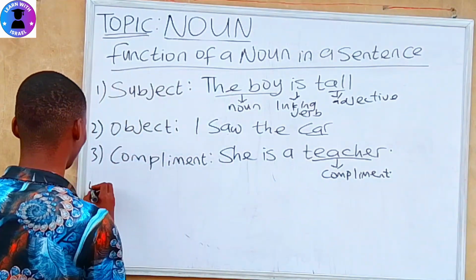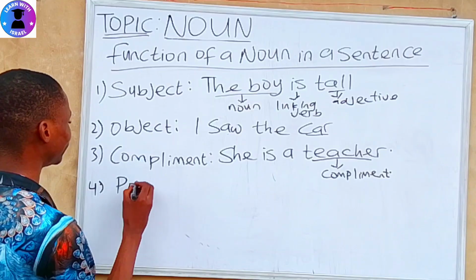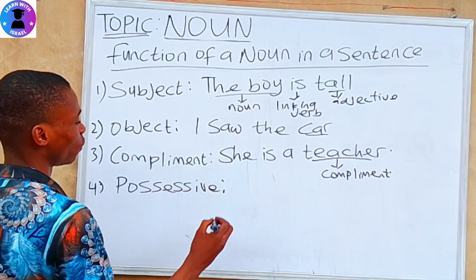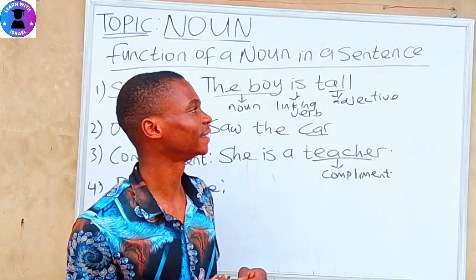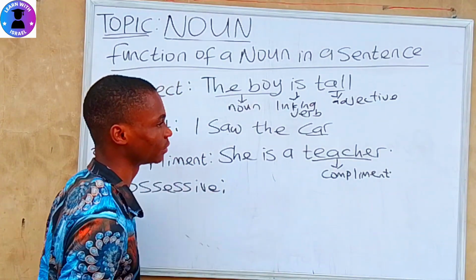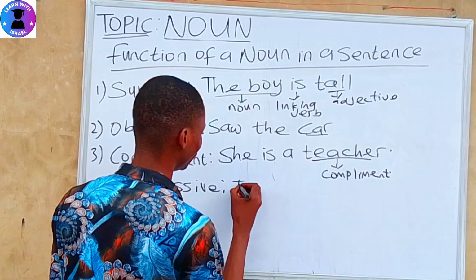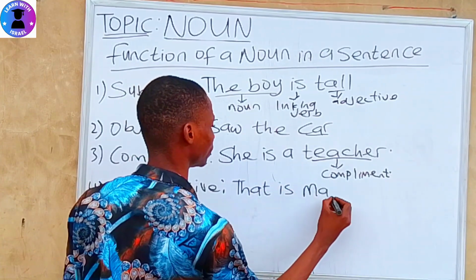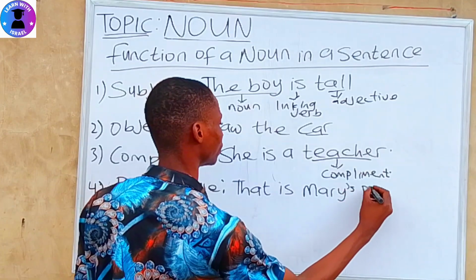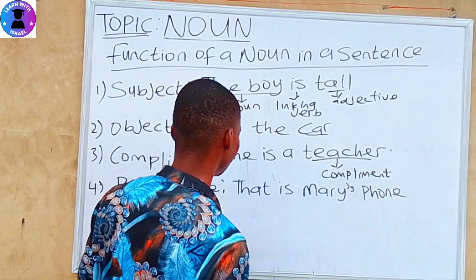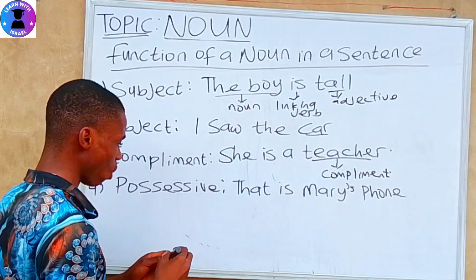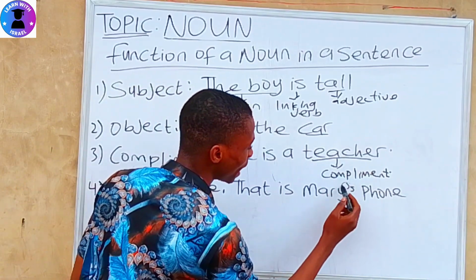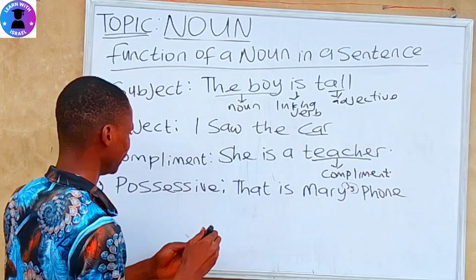So let's move to the last one, which is possessive. Noun can also function as possessive in a sentence. So let me write out an example. That is Mary's phone. This apostrophe S symbolizes possession.